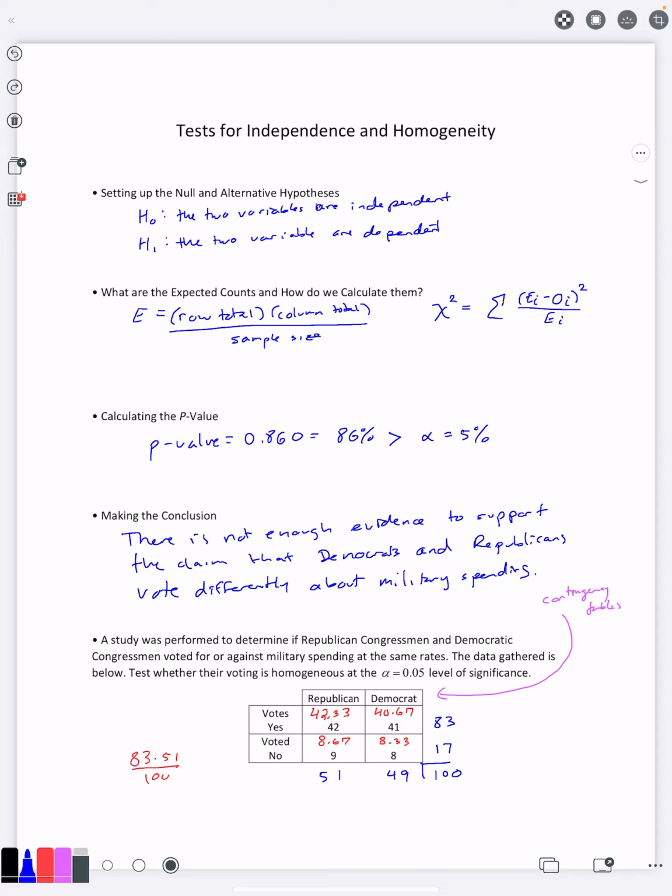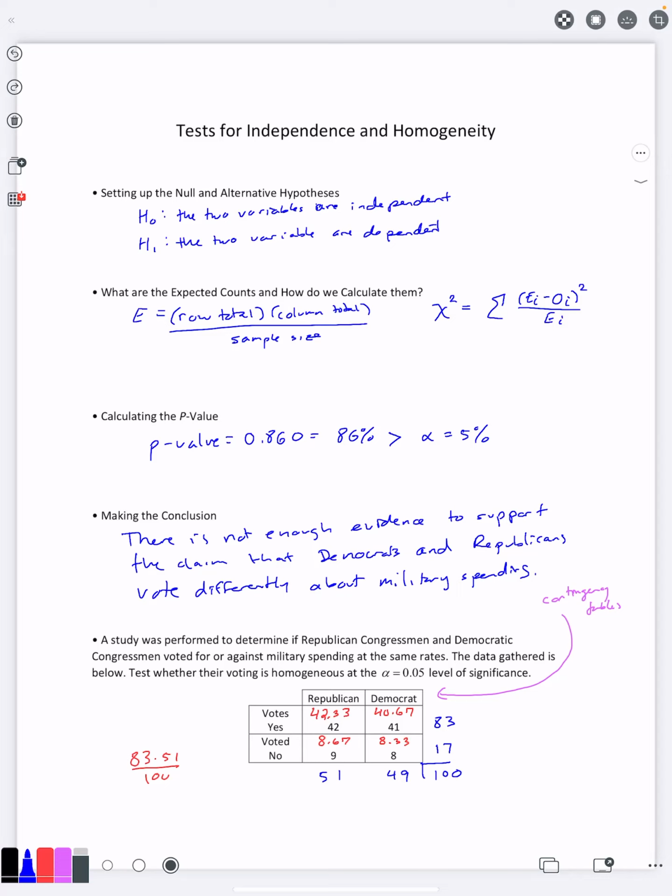Now these were just made up numbers, so you can go out and do your own research and find the actual numbers of how they voted. Feel free to do your own test here. I was trying to make the numbers work out nice though. And this is what we get. So this is how you handle tests for independence and homogeneity.